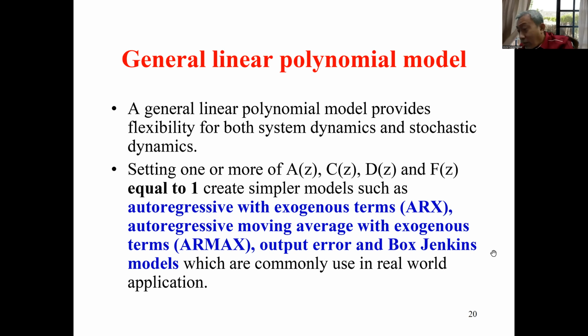So there are many model structures. So we fix our scope to these 4: ARX, ARMAX, output error, and Box and Jenkins. And these model structures are available in the MATLAB toolbox of System Identification.